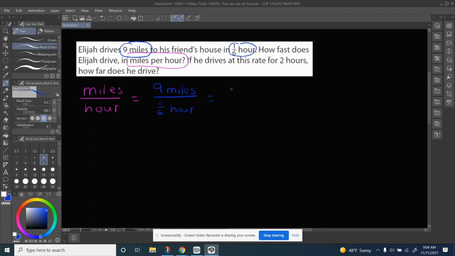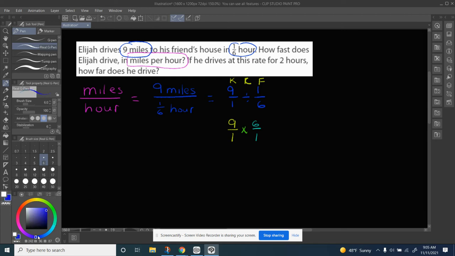9 divided by 1/6. So let's write that as 9 over 1 because it's going to be a fraction divided by 1/6. And I'm going to use my fraction rules. So when I divide fractions, I have to keep, change, and flip, which means we're going to keep this first number the same. It's going to stay 9 over 1. We are going to change the division into multiplication, and we flip the second fraction to 6 over 1. In reality, what we're doing is we're multiplying by the reciprocal.